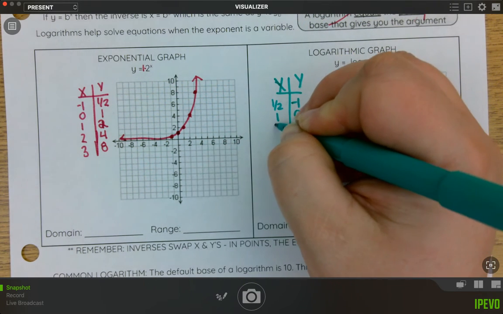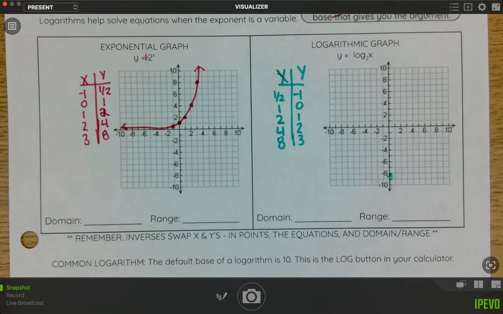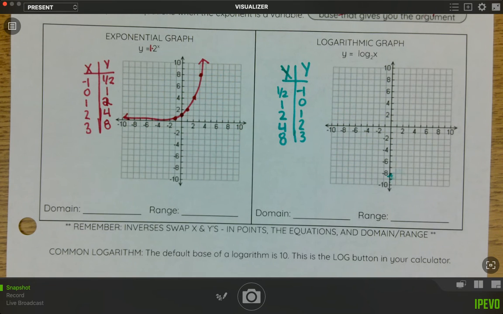And I will give you a second to write this. The table is just flip-flopped. These values are now the x's, these values are now the y's.